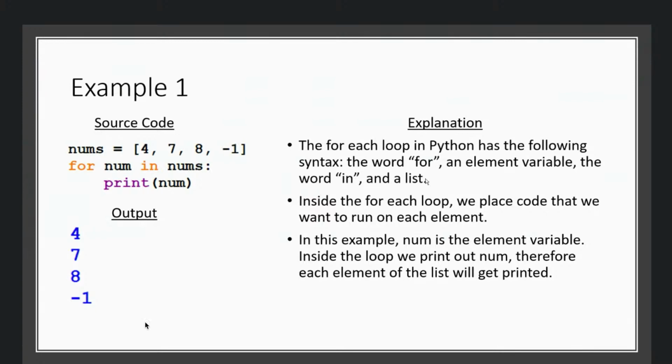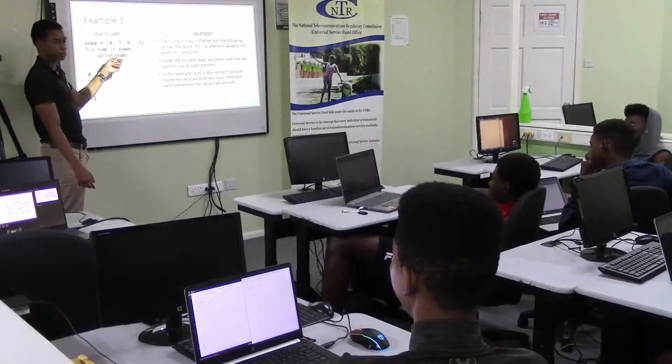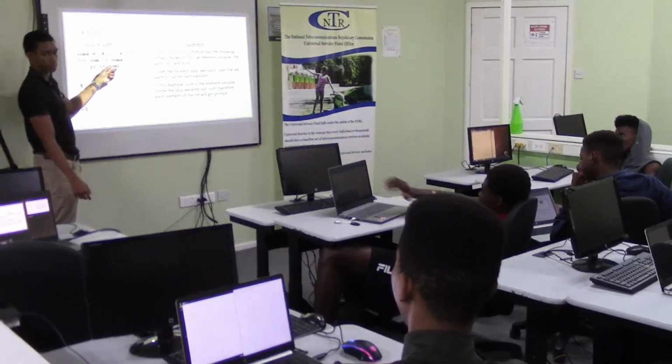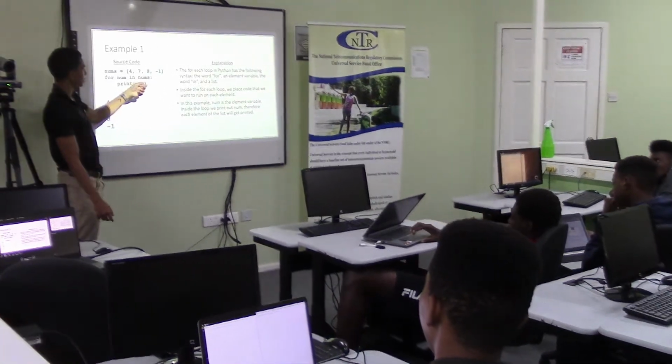So we'll take a look at our output. In the first iteration, num is equal to what? 4. So we print out 4. We run the loop again because there's more elements. Num is now equal to what? 7. We run the loop again. 8. We run the loop again.